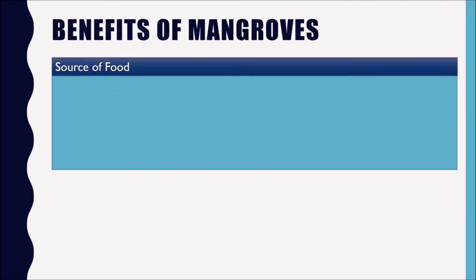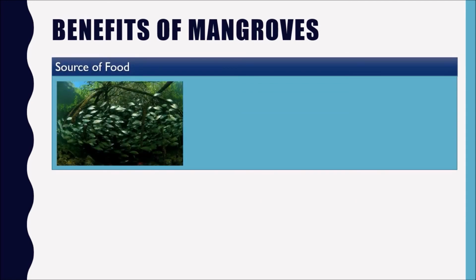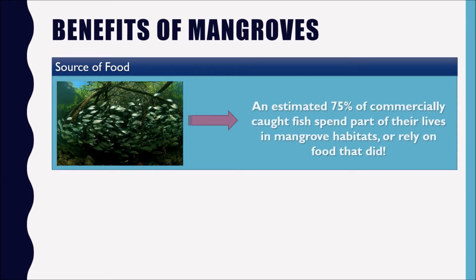Another benefit is that they are a source of food, and not only a source of food for the animals who are living in those areas, but for us as humans as well. An estimated 75% of fish that are caught for food spend part of their lives in mangrove habitats, or they rely on food that did.